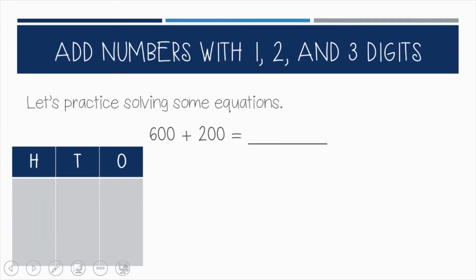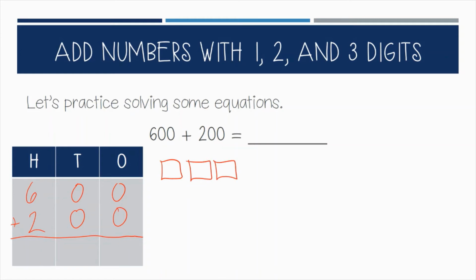Let's try a few more. Now I have a 3-digit plus a 3-digit again. So let's write it out first. Now, when I'm writing this out, this is just like using your secret code cards, except I know you don't have your secret code cards at home. So I wanted to be able to show you how to write it when you don't have those secret code cards. So all we're doing is breaking it apart by place value. Now I'm going to draw it. So I have 600 plus 200s.